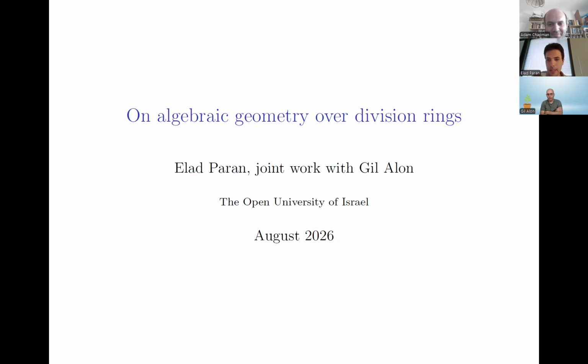I will discuss a topic that has gained traction over the past 6 or 7 years concerning the foundations of algebraic geometry over division rings. And I should preface and say that throughout this talk, all rings will be assumed to be associative and unital, of course, though usually non-commutative.